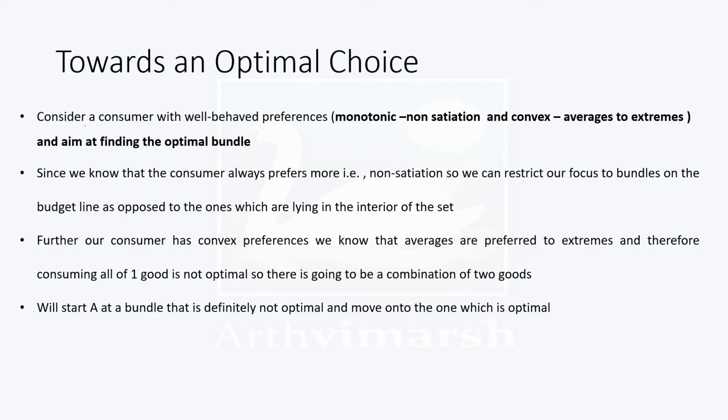Now, given the outline, just consider a consumer with well-behaved preferences, which means that he has a monotonic set of preferences, wherein more is always better, that is non-satiation, and they are convex, that is averages are always preferred to the extremes. Like in the preferences chapter, we have already discussed these key assumptions. I request you to revisit them if you are not clear with that.